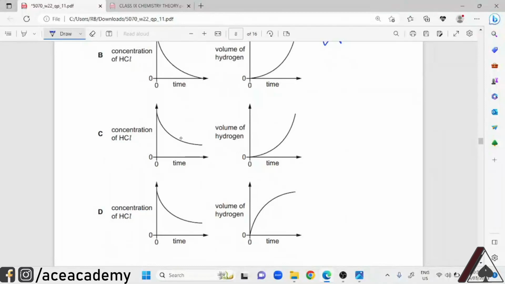And we know that for the volume of hydrogen, the rate of reaction is fastest at the beginning of the reaction and gets slower as time progresses. As a result, we can see that we are getting hydrogen at a faster rate at the beginning of the time, and slowly the gradient of this curve decreases. As a result, we can see that the rate of reaction decreases, and for this one the rate of reaction increases, which cannot be our answer, so option D is the correct answer.